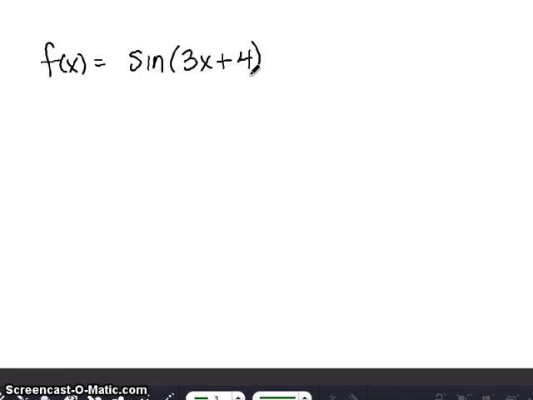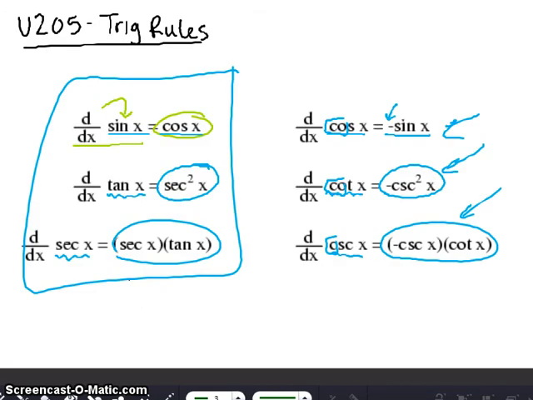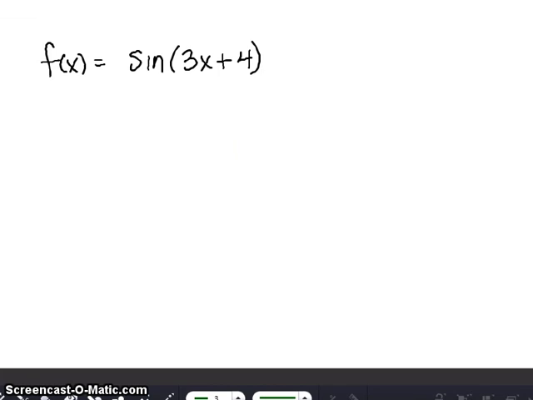So if we think about the functions that we just had on the previous slide, the derivatives are just for sine of x, tangent of x, secant of x, cosine of x, cotangent of x, cosecant of x. Those are just the very basic trig functions. AP will hardly ever ask about a basic run-of-the-mill trig function. If you notice the one we have on the screen now, it's sine of not just x, but 3x plus 4.